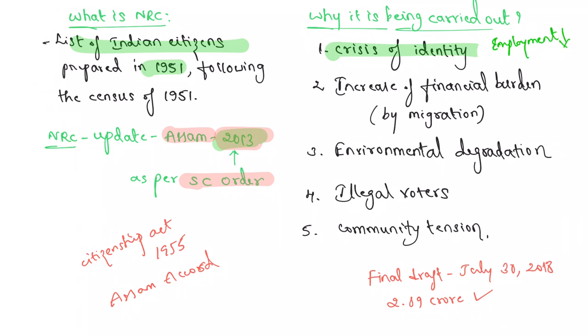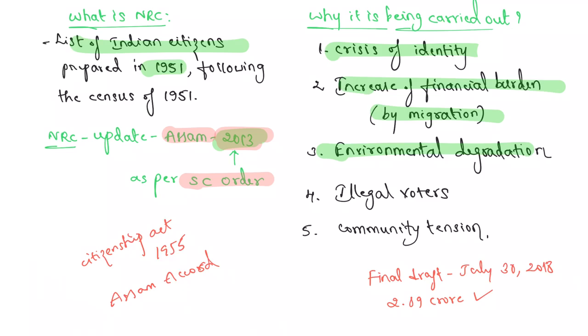And the second point is increase of financial burden. Immigration has increased pressure on the state government, as the government has to increase the expenditure on education, health, and other facilities for the immigrants. So there will be an increase of financial burden on the state government. And the third point is environmental degradation.